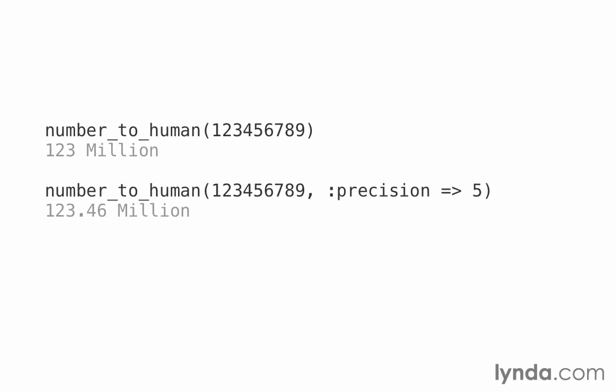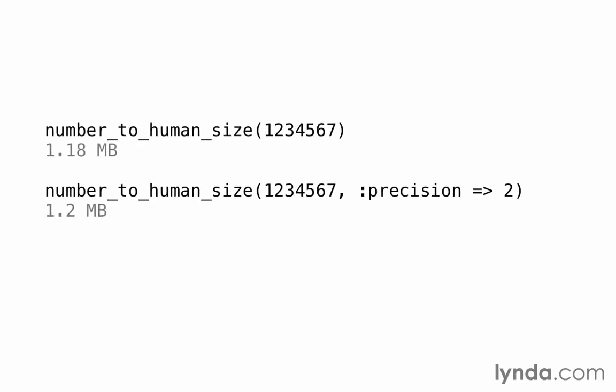number_to_human takes a number and expresses that number as a simple text string. It's really good for working with large numbers. So we have this 1, 2, 3, 4, 5, 6, 7, 8, 9. That is 123 million. And we can use precision there to say exactly how many digits we want. This is not digits to the right of the decimal place. This is total number of digits that ought to appear in that number. And as our number gets larger, it'll change from thousands to millions to trillions and so on.